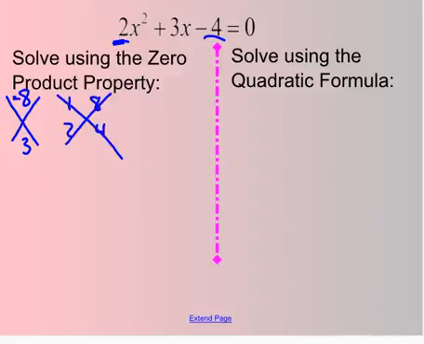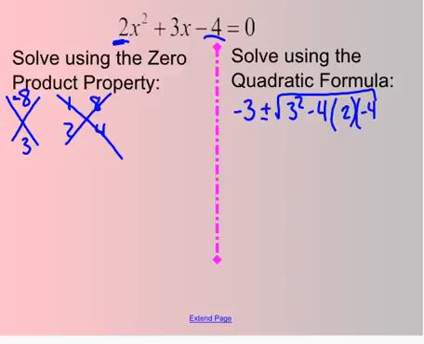Great news. We have a little tool that we can use called the quadratic formula. So I would have done negative 3 plus or minus the square root of 3 squared minus 4 times A, which is 2, times C, which is negative 4. Right, that all is going to be divided by 2 times A, which is 2.